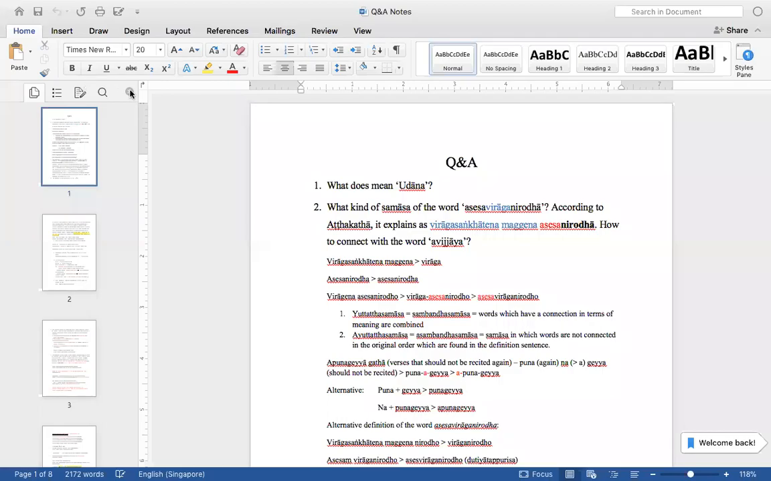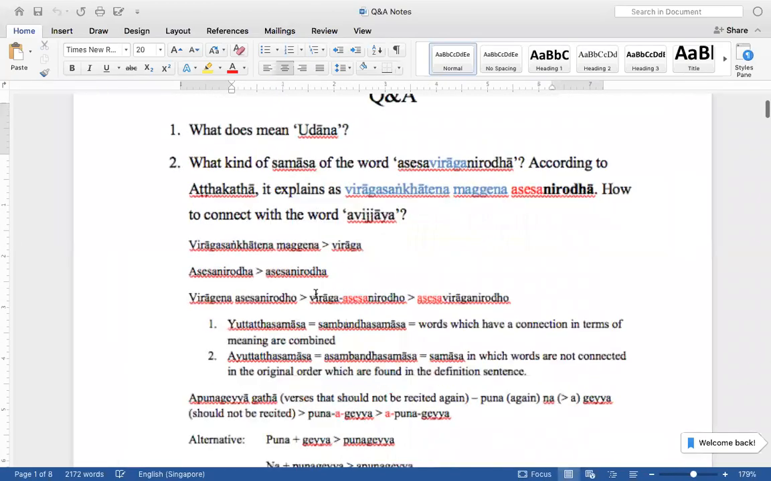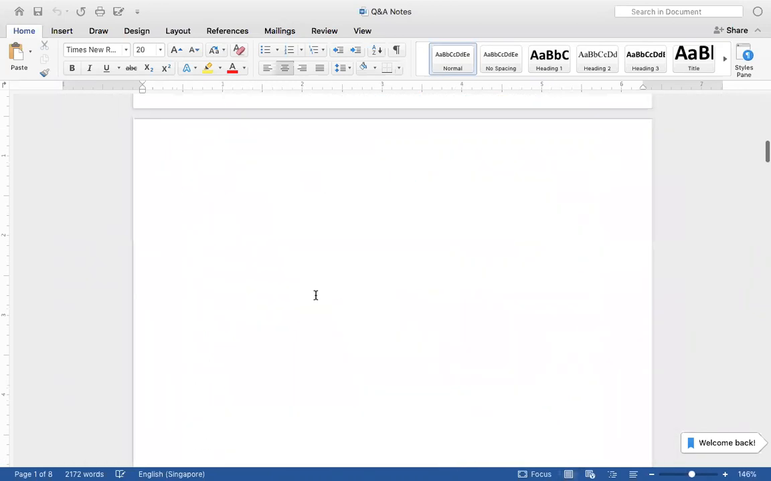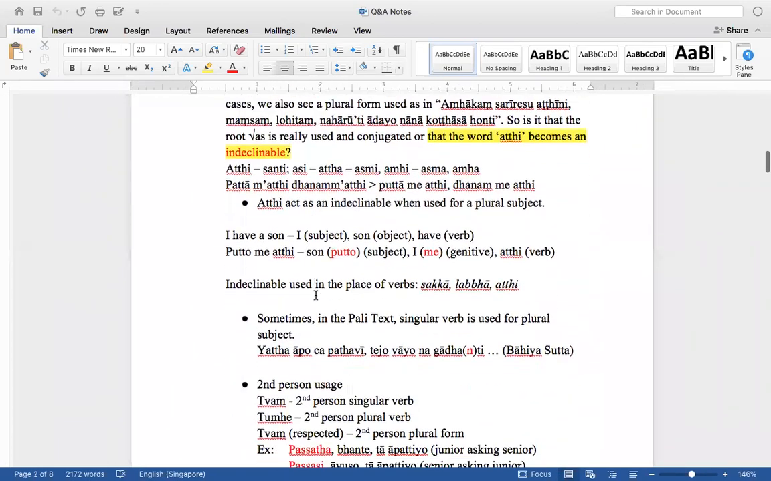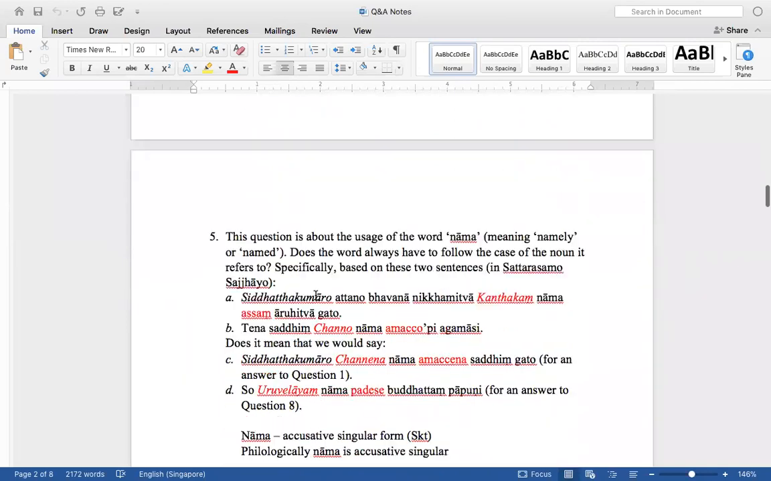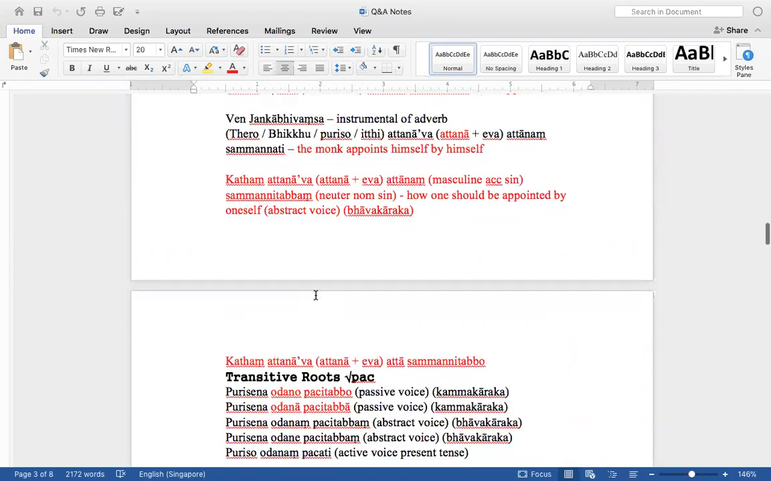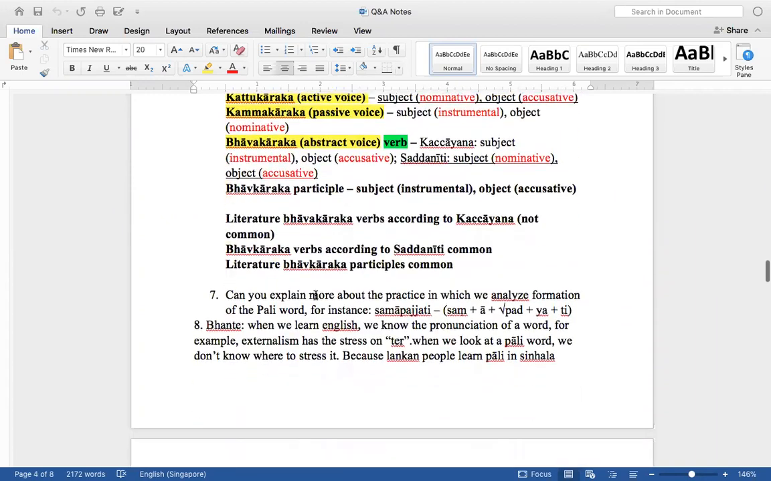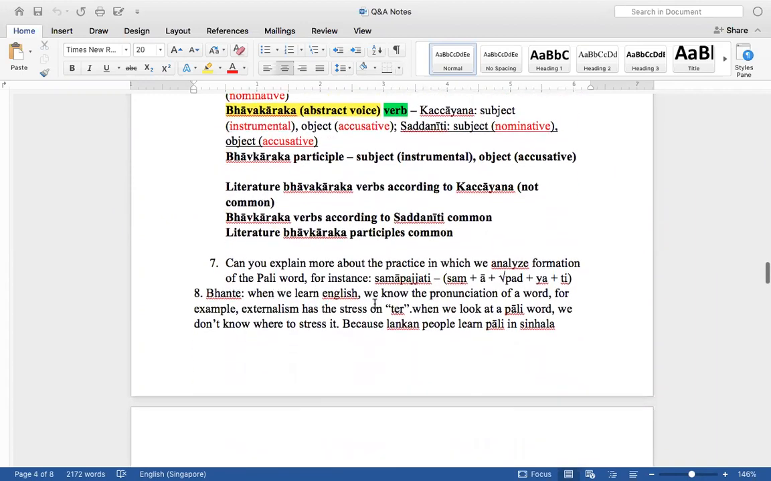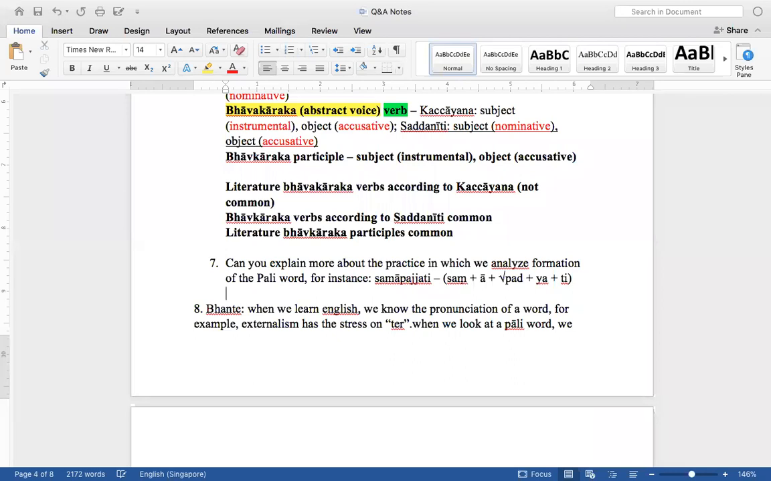I hope everyone can see the question file. I think we discussed up to, I think today's one is this one. Can you explain more about the particle practice in which we analyze formation of the Pāli word, for instance, samapajjati and so forth. So it's a question about word formation.